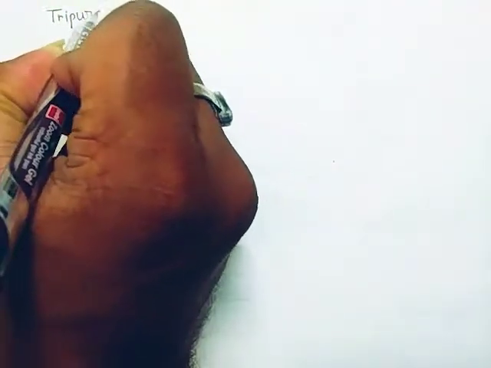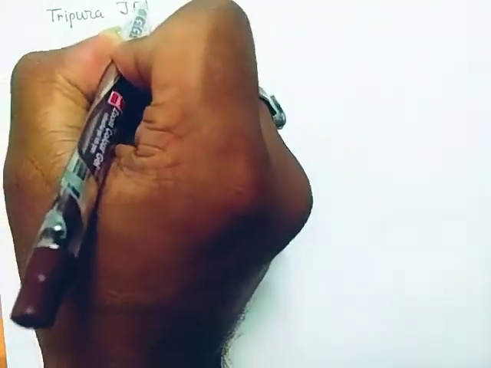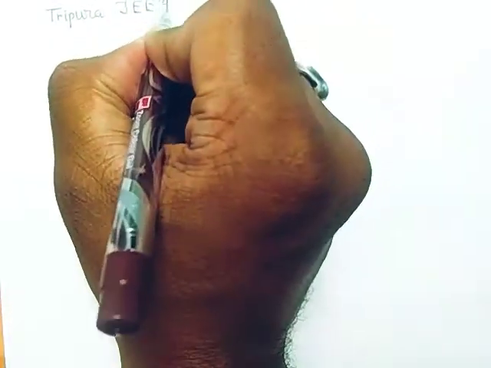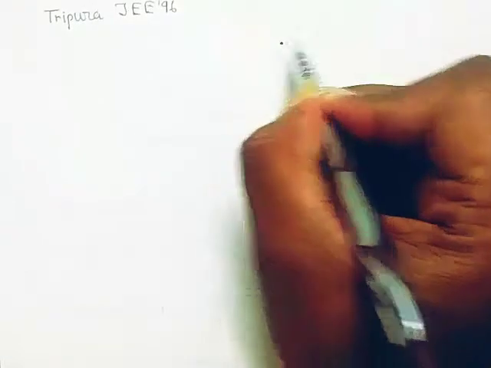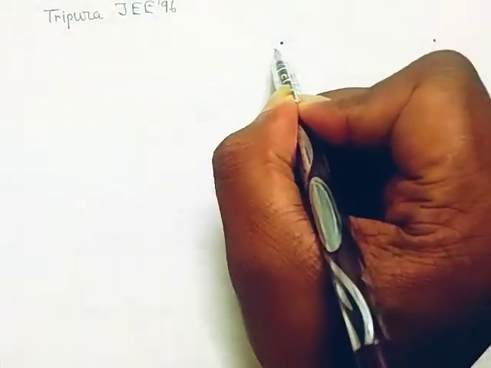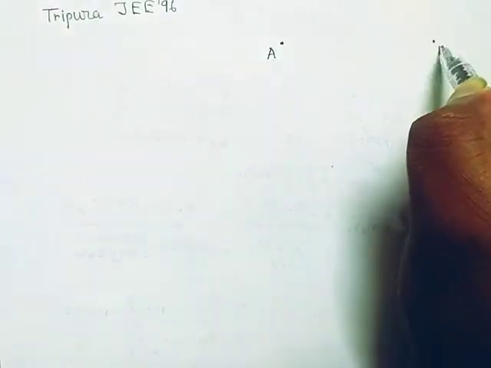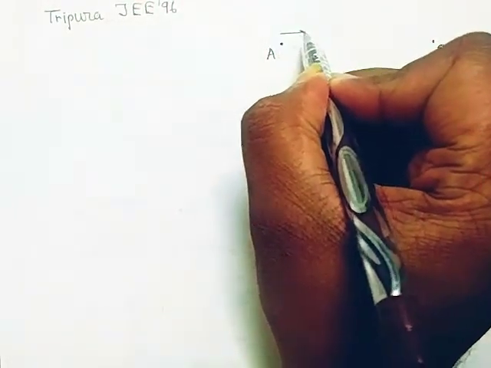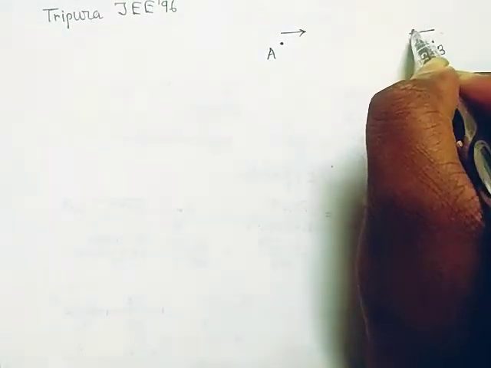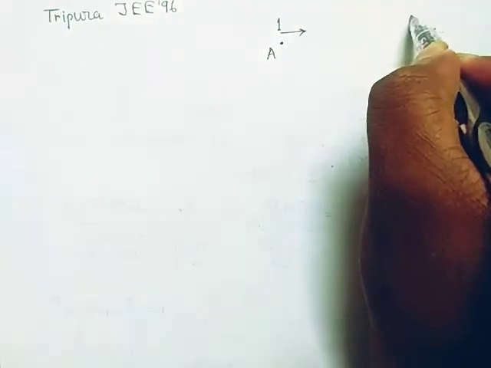Now the question we are going to discuss is from the Tripura JEE. In Tripura JEE, this question came in the year 1996. Now what is the question? The question is something like that. There are 2 stations, A and B. 2 trains start from both of the stations. Let us consider it is train 1 and it is train 2.